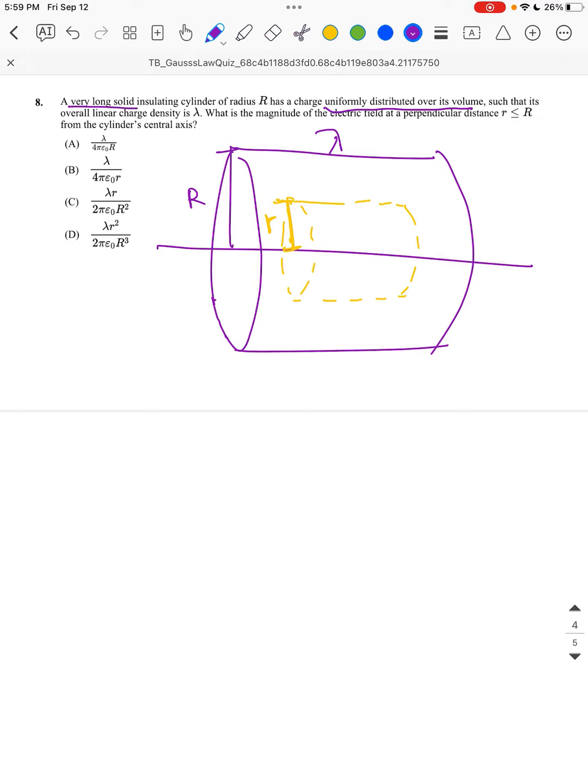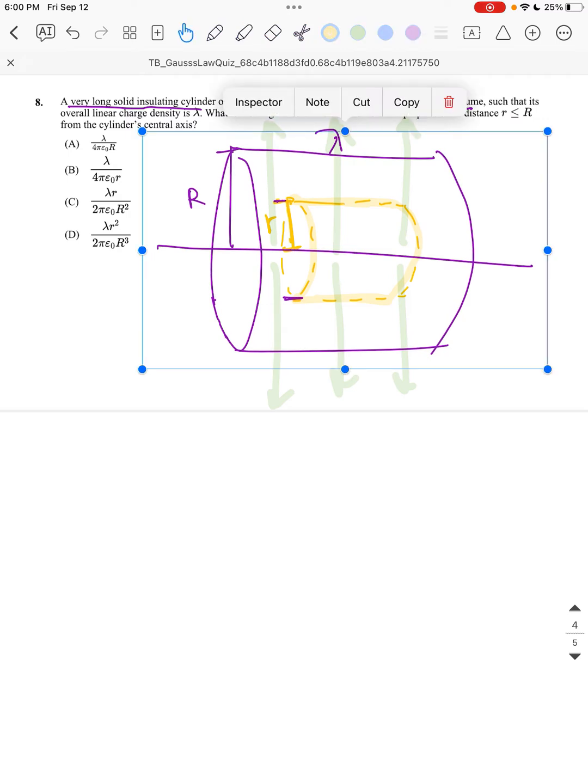It says it's a very long cylinder, and we're really analyzing the electric field at a distance r less than big R. And so I know right off the bat that the electric field lines that I'm concerned about are the ones that are coming up and out of the sides of the cylinder, not the ends of the cylinder. And so I'm going to analyze the curved edge of my cylinder rather than the endpoints. That's the area that I'm going to plug into my Gaussian surface.